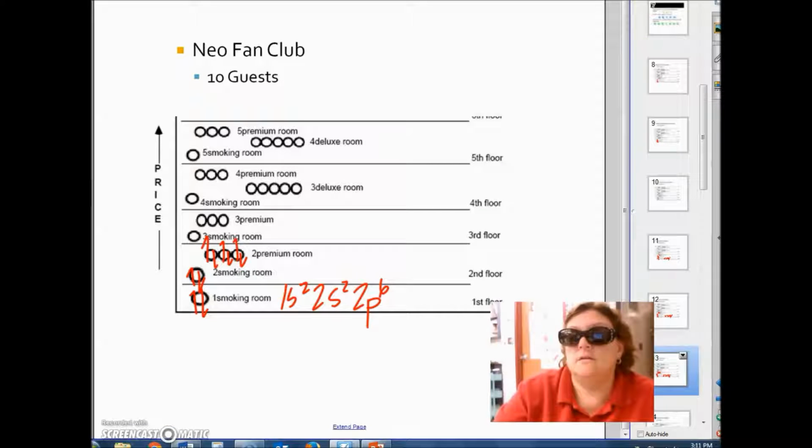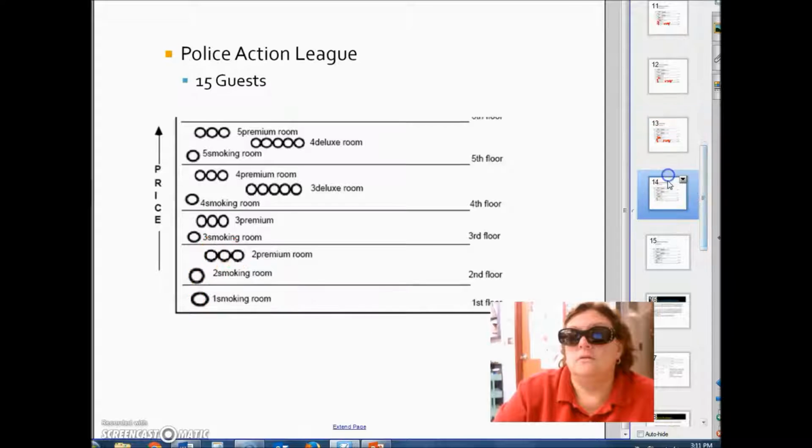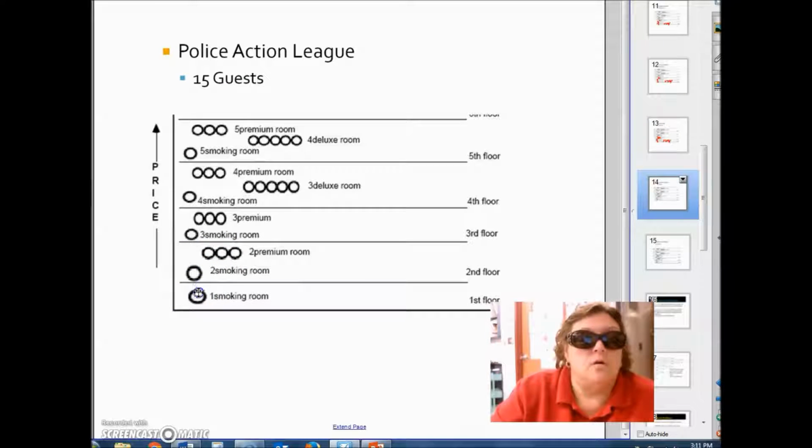Our next group, the Police Action League. We have 15 guests. 1, 2, 3, 4, 5, 6, 7, 8, 9, 10, 11, 12, 13, 14, 15. Anybody notice anything? Yeah, I did that wrong, didn't I? On purpose. 13, 14, 15.